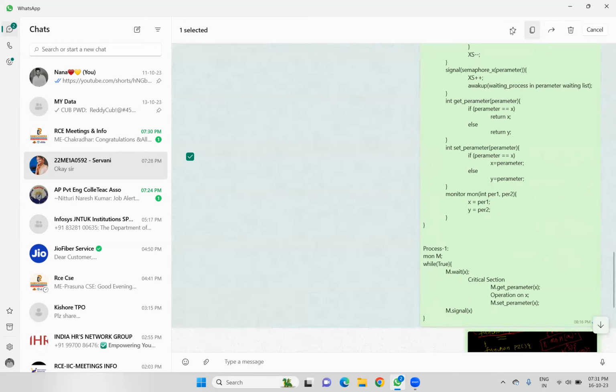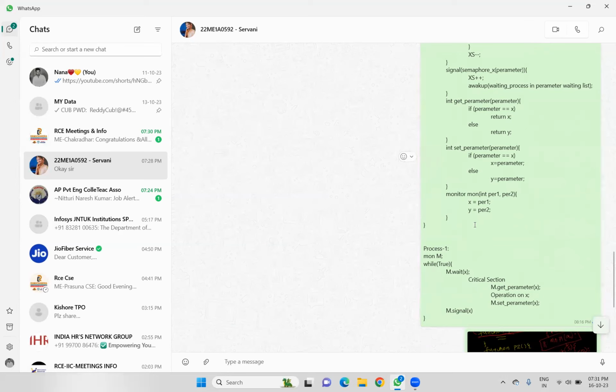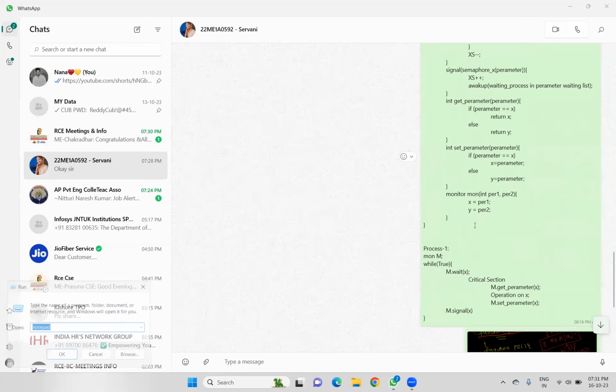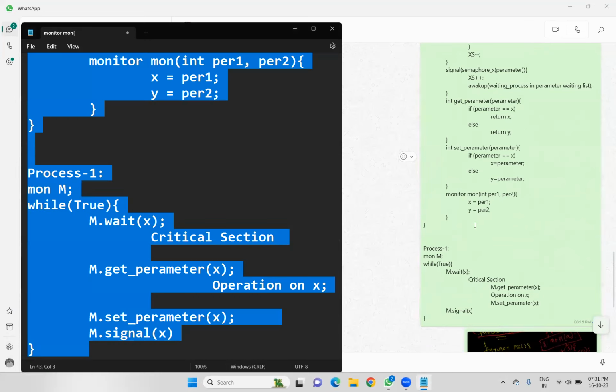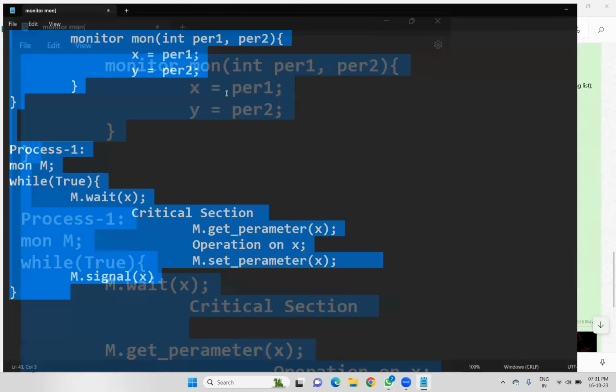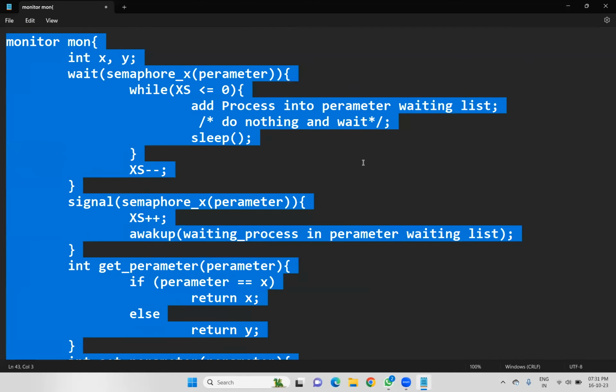Why is it not copied? Okay, so I have already given this one. If you understand, yes, everything is there here.